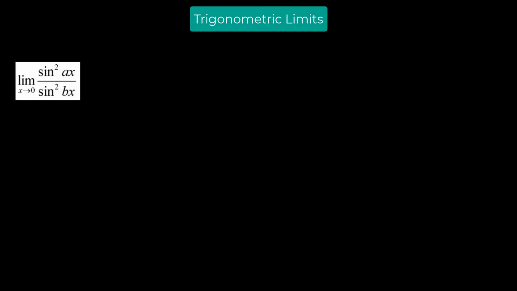So here we have a function given by sine squared ax over sine squared bx, and we need to find its limiting value when x tends to 0. Clearly this is similar to the previous problem, while we have a squared term in both the numerator and the denominator. So that can be rewritten as limit x going to 0 of sine ax whole squared times 1 over sine bx whole squared.